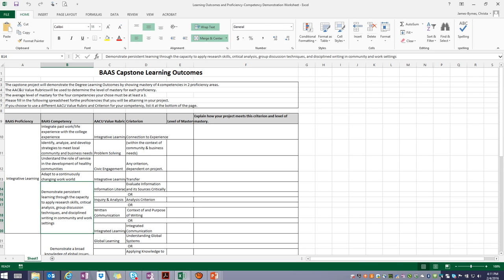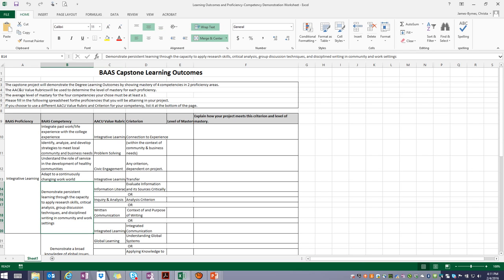Then what we did is we went through all 16 of those and said, okay, what best maps to our competency of integrate past work-life experience with college experience? Which one of those? Well, we said integrative learning, the AAC&U VALUE rubric, does that the best. And of all of those criteria, in our opinion, connection to experience is the best mapping that we've got. So we already mapped these out for you. So that's the easiest way to do this.